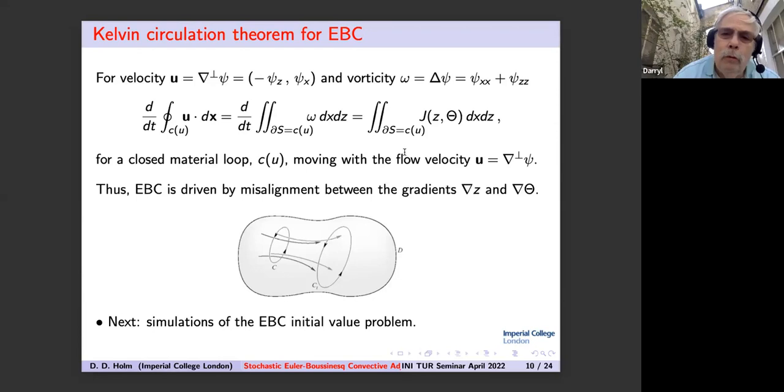If we do Stokes on this, then the time derivative of our integral can be written in terms of the Jacobian. So this means that if z and theta depend on each other, their gradients will be aligned. And if their gradients are not aligned, then this term is going to generate vorticity. Okay, so let's look at some simulations of this initial value problem.